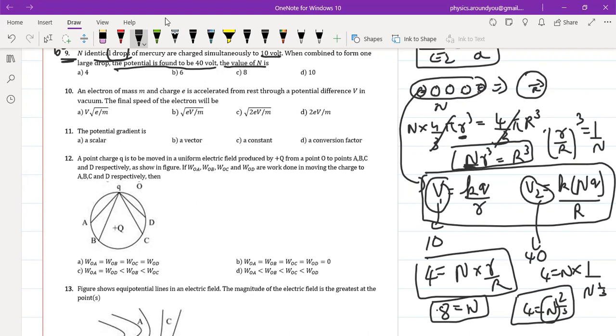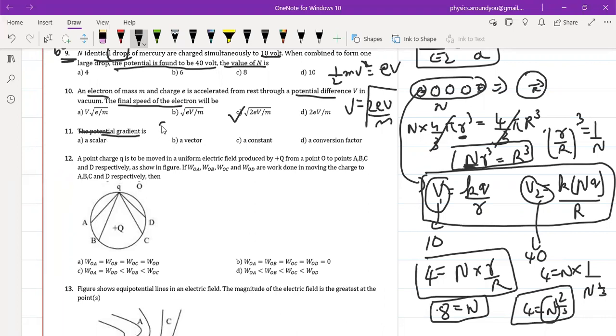Now, going on to the 10th one. The 10th one is relatively easy. They have potential difference V given. What is the final speed of the electron? Wherever potential difference and final speed are there, we always go to energy conservation and say half mv square should be equal to eV. QV is the potential energy, e is the charge on the electron. So straight away, v should be equal to under root 2eV by m. So C is the right choice.